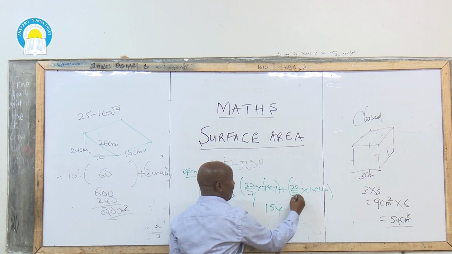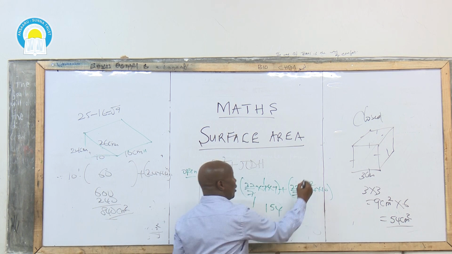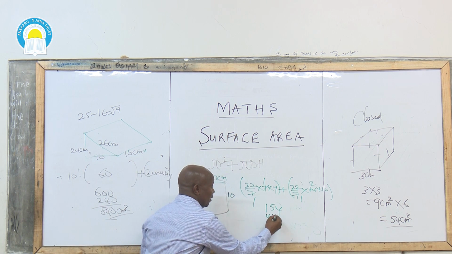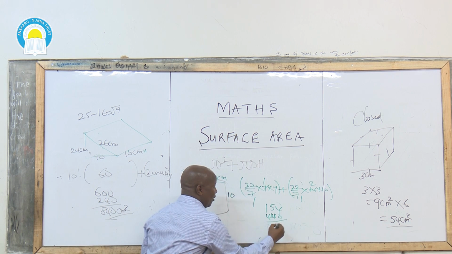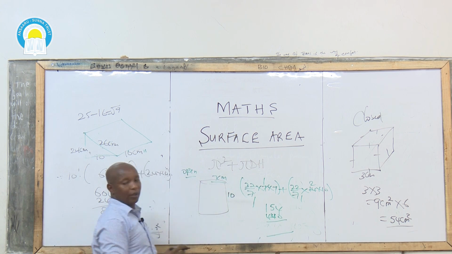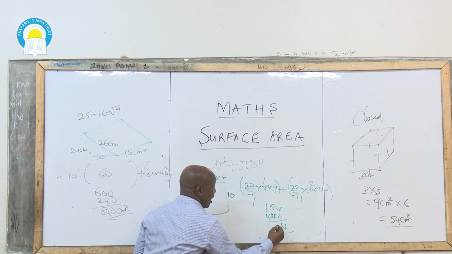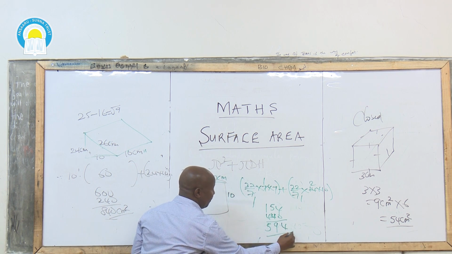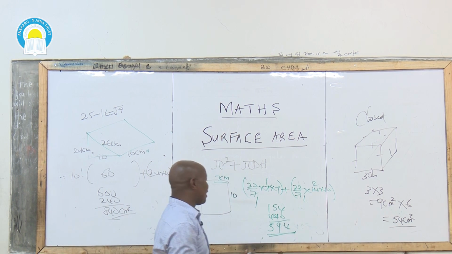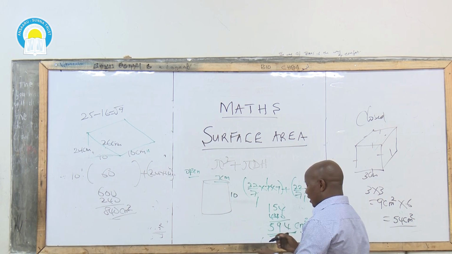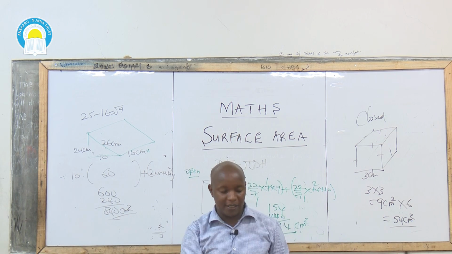The other part, 7 over 7, 1, 7 into 14 is 2. 22 multiplied by 2 is 44. Multiplied by 10, you get 440. So you just add now, you get the total surface area. Our final answer now is 594 square centimeters. That's how you get surface area of an open cylinder.